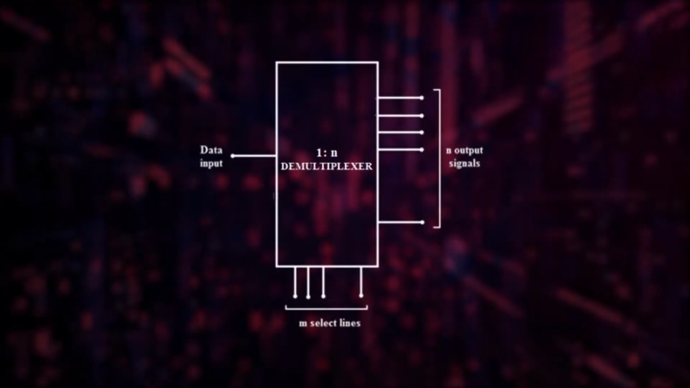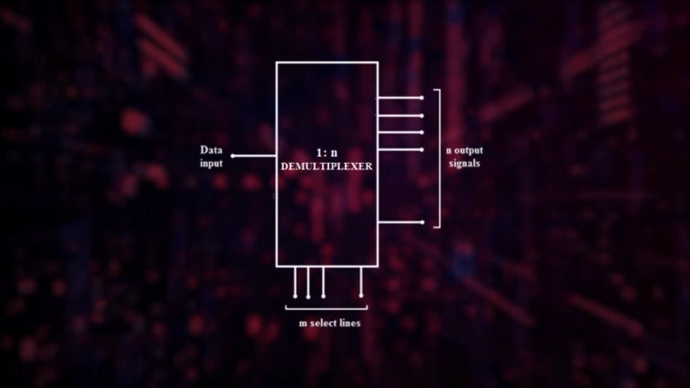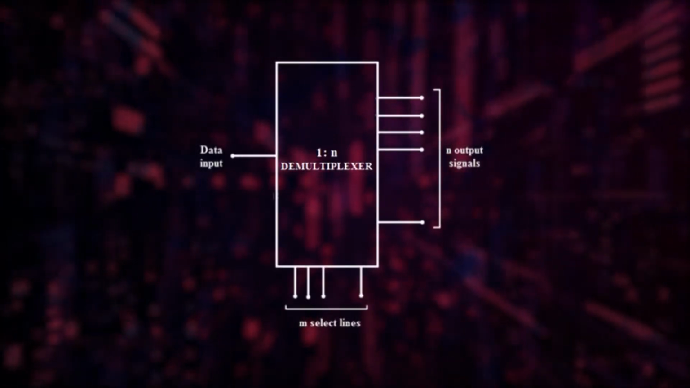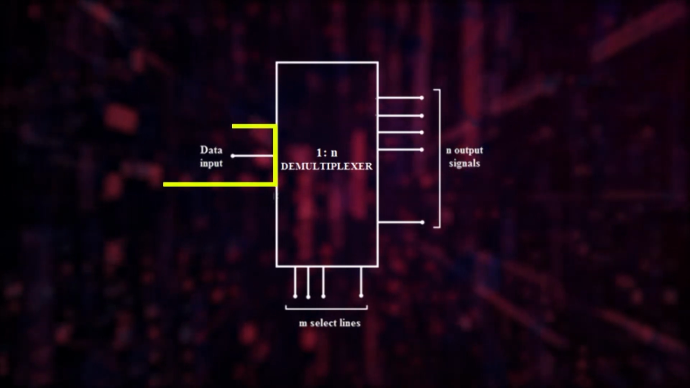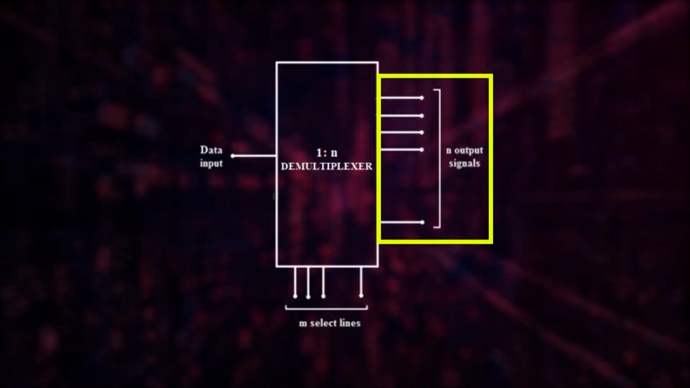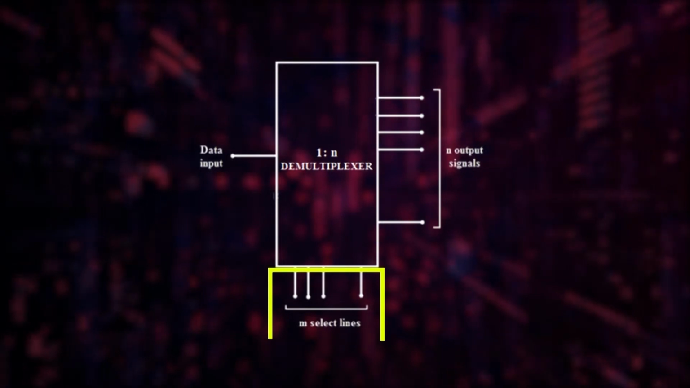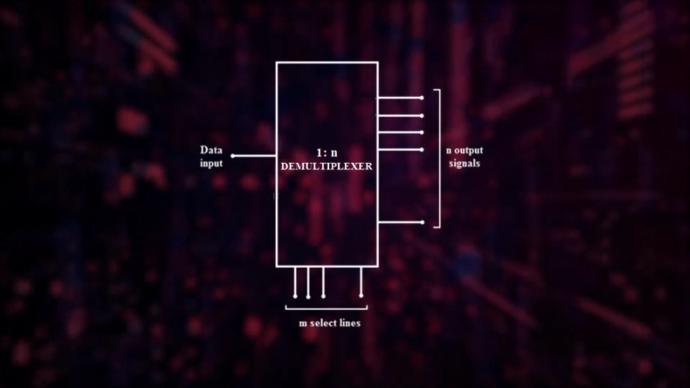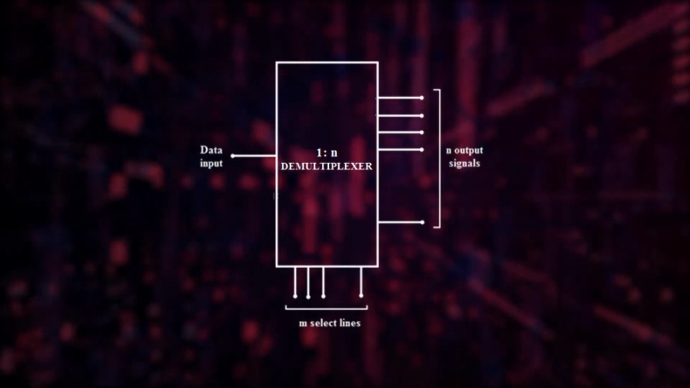The figure shows the block diagram of a demultiplexer or simply the demux. It consists of one input line, n output lines and m select lines. In this, m select lines are required to produce 2 raised to m possible output lines. For example, a 1 to 4 demultiplexer requires 2 select lines to control the 4 output lines.